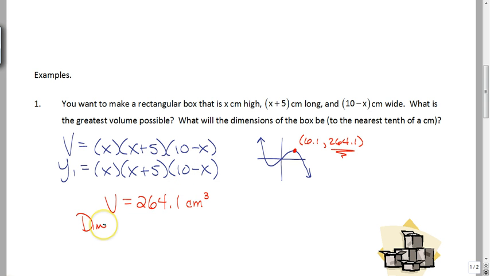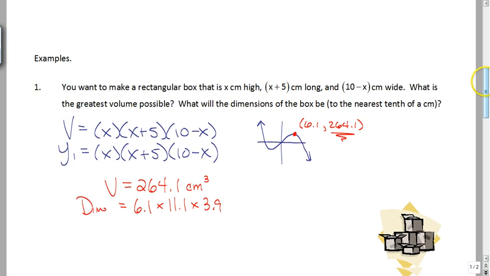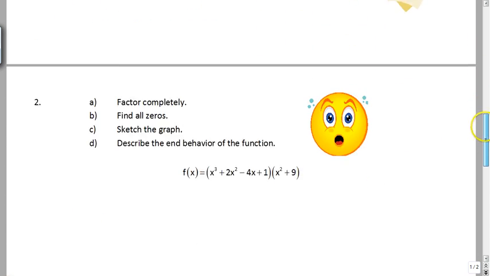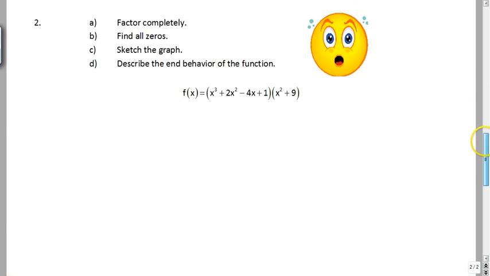So the dimensions are 6.1 for x by 11.1 for how long it is by 3.9, and all we had to do is substitute 6.1 into all 3 of these x's, and we're done. So if you have a graphing calculator, it makes that problem really simple to do. So we have one more problem, and this is to tie everything all together.